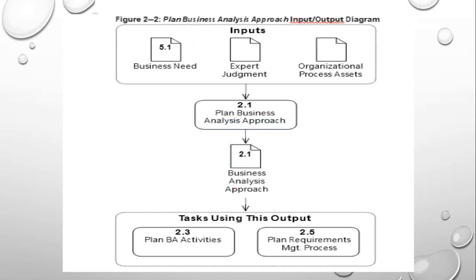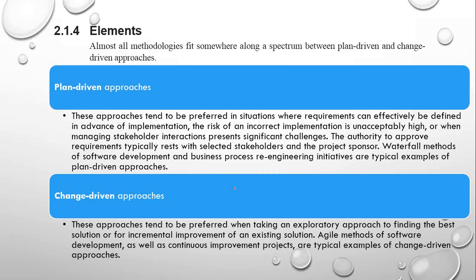Now this is the simplified form of the first document we have reviewed. As you see here, we have business need, expert judgment, and organizational process assets as inputs. Then we have the activity, plan business analysis approach, as 2.1, and that delivers the outputs: the planned BA activities and the planned requirement management process. How to manage the requirement processes. On the other hand, it also provides the planning for the BA activities: what the deliverables are, and what activities the BA is going to perform. So this is the high level.